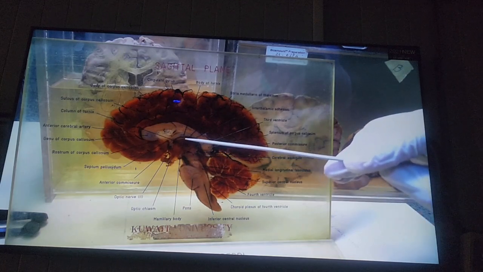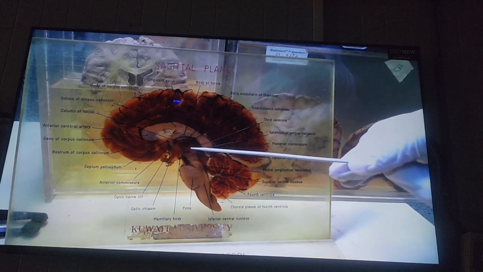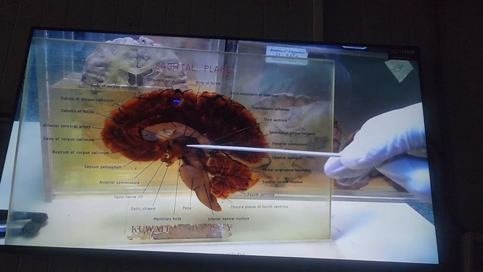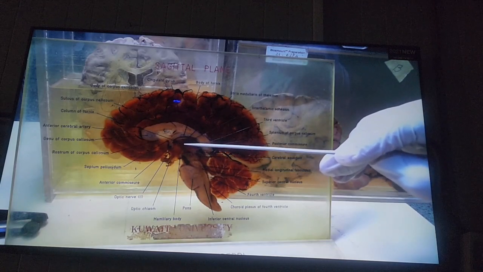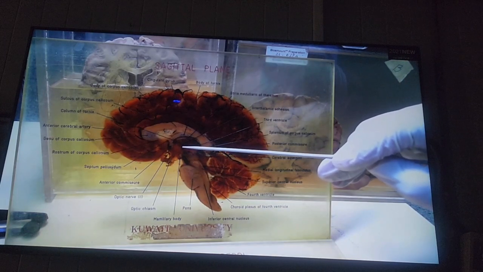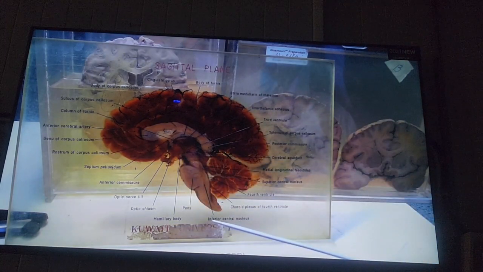The two thalami are joined together and interconnected by the interthalamic adhesion. This is the interthalamic adhesion.